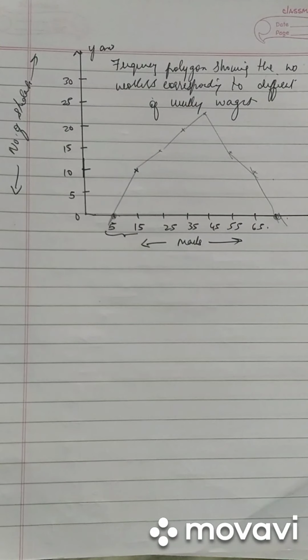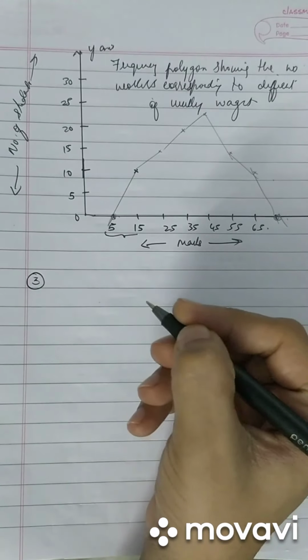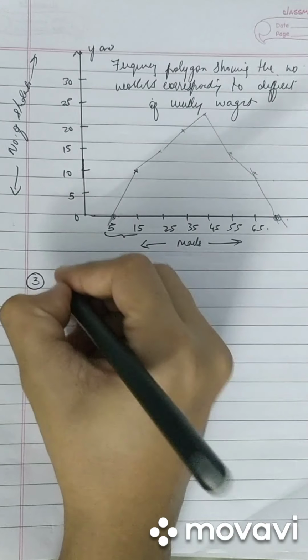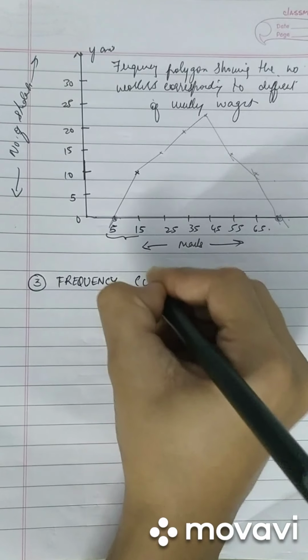Morning students, let's continue with our chapter. Take down the next one. We are done with histogram, we are done with polygon. Write down the third one. Frequency curve.